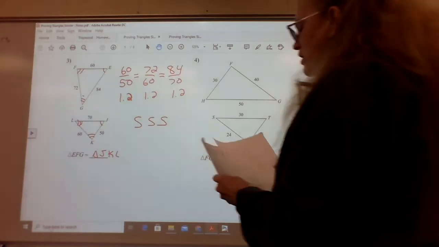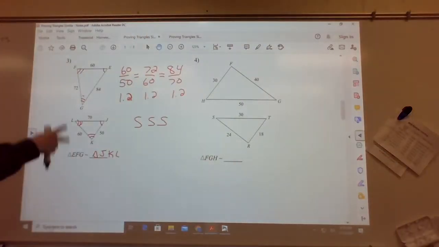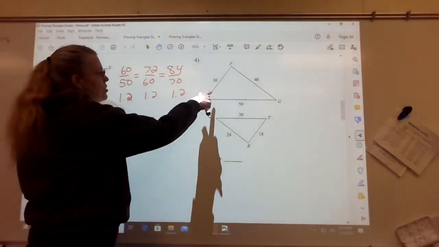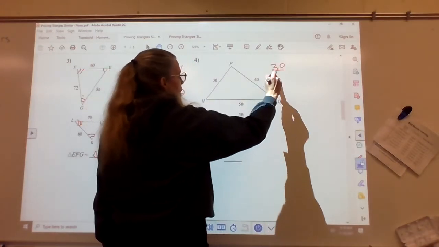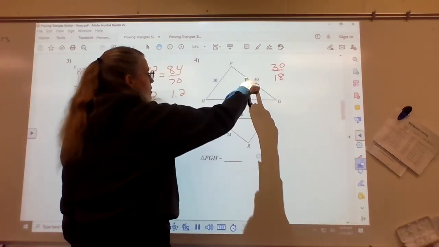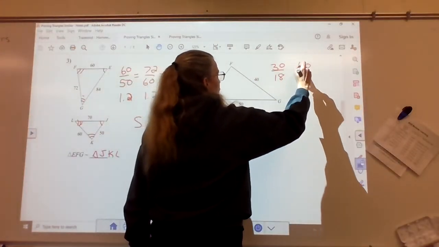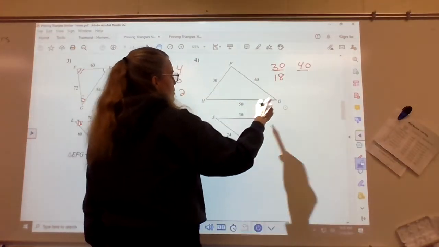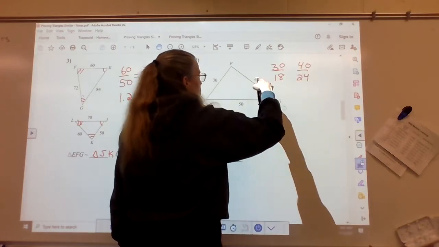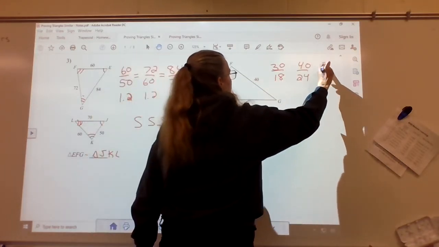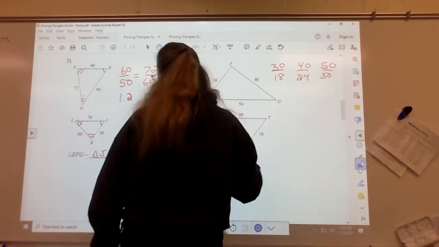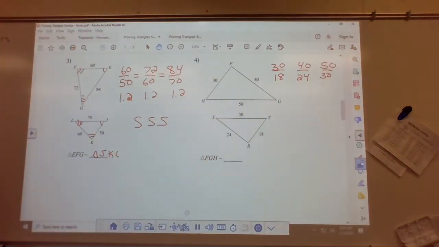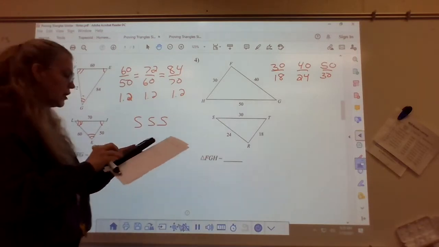Now the next one, pretty much the same idea. I've got my three sides. So small side compared to small side. Medium side compared to medium side. Big side compared to big side. There's my three sides. You've got to check them.